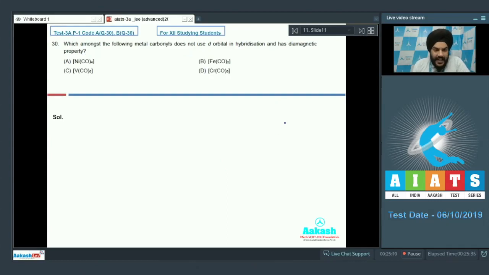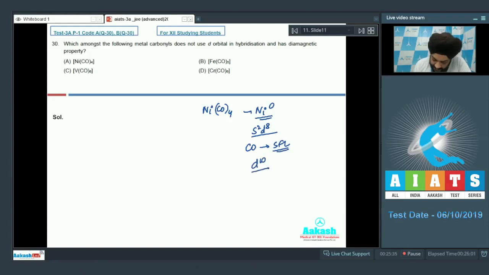Question number 30. Which amongst the following metal carbonyls does not use d orbital in hybridization and has diamagnetic property? Okay. So if you look at the options which are given to us, we have NiCO4. So in NiCO4, nickel has a 0 oxidation state, so it is 4s2 3d8. In presence of carbonyl, which is a strong field ligand, it is going to have d10 configuration, and so the complex will be sp3 and diamagnetic.